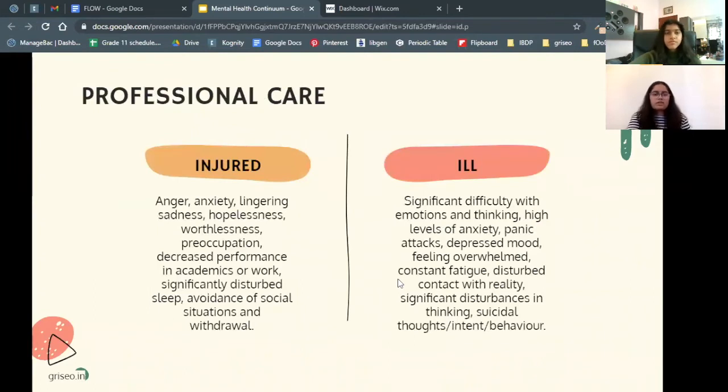The next stage is the injured stage, and this is when we start getting into the professional care stage. The injured stage is otherwise known as significant functional impairment. At this stage, it's not the worst mental state to be in, but it's still bad. It's worse than the first two. And at this stage, you're constantly troubled. You have persistent negative emotions, which include anger, anxiety, lingering sadness.